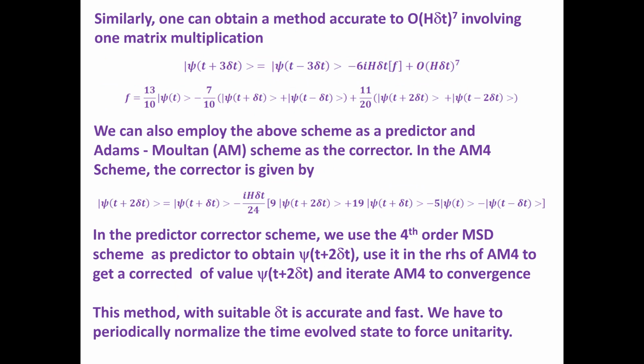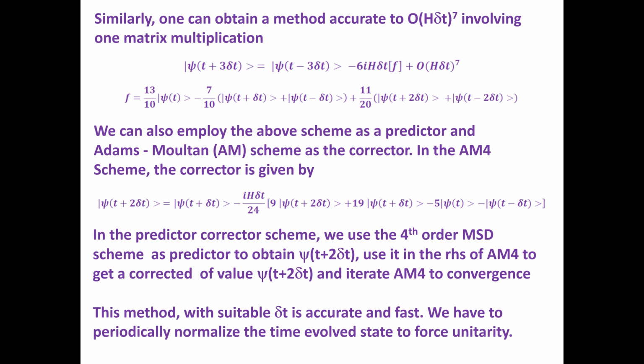So we can also employ things like the Adams-Moulton scheme, AM scheme, which is actually psi t plus 2 delta t, with the inverse of psi t plus 2 delta t here. You see, in a way you can put it in here and do it self-consistently and get a much better accuracy. So you take that psi t plus 2 delta t, put it in the right hand side, you get psi t plus 2 delta t on the left hand side, then put that thing again back in here until you converge. So iteratively you can get the corrected wave function.